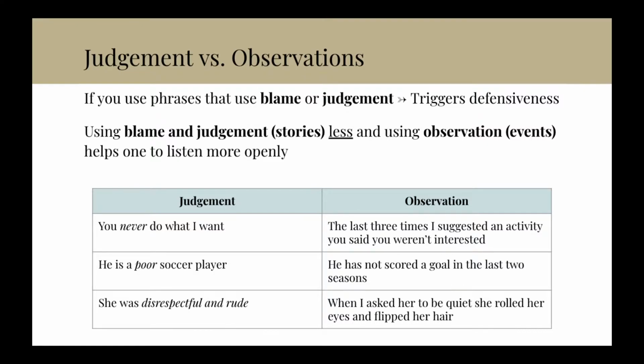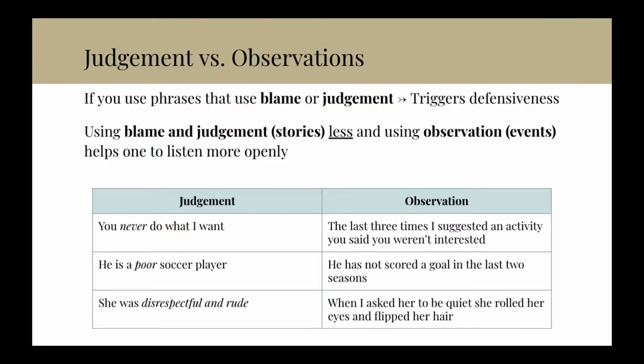An observation is a concrete, specific, and neutral statement of an event, of what we see or hear in our environment. So another example is "he's a poor soccer player." This is a judgment. Instead, an observation might be phrased as "he has not scored a goal in the last 2 seasons." Another example, "she's so disrespectful and rude," is a judgment, but "when I asked her to be quiet, she rolled her eyes and flipped her hair," is an observation. The latter is observable and can be caught on film.